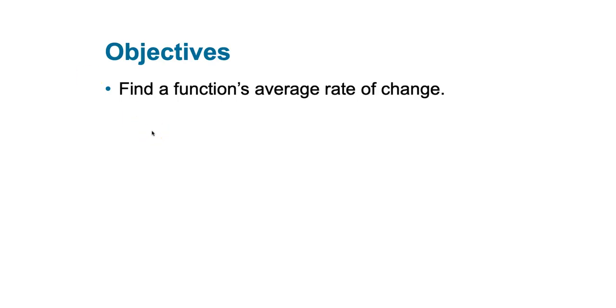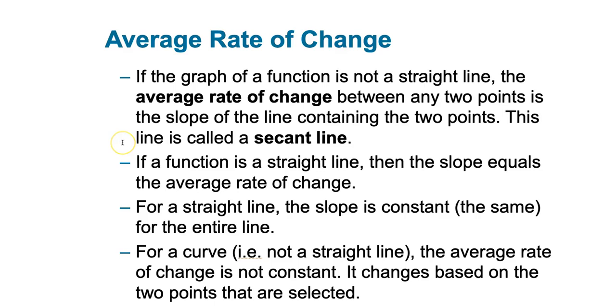The objective of this video is to learn about a function's average rate of change. The average rate of change of a function is the rate of change of the function averaged over a particular interval. This is calculated by finding the slope of the line containing the 2 points that define the interval. The line going between these 2 points is called a secant line. So the slope of the secant line is the average rate of change.